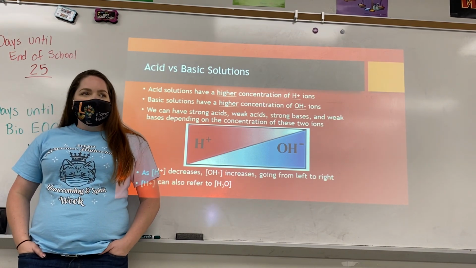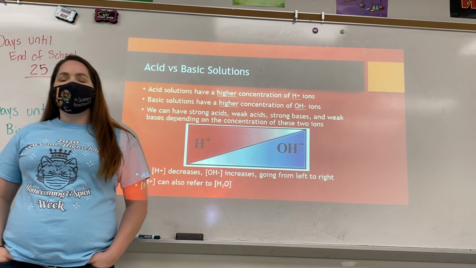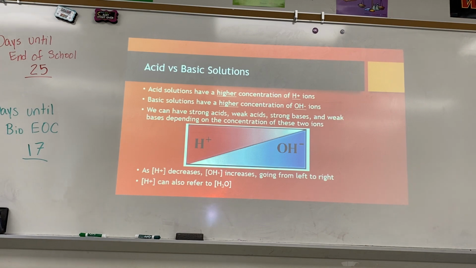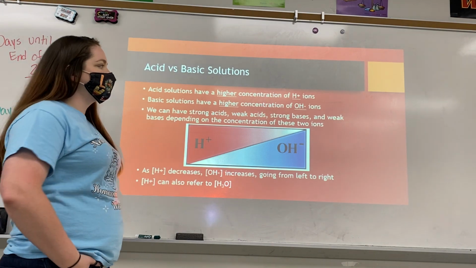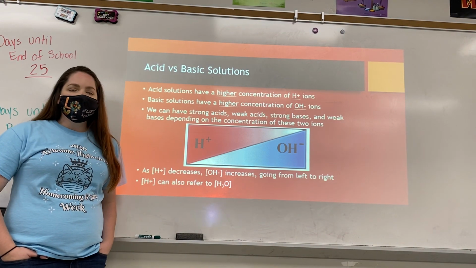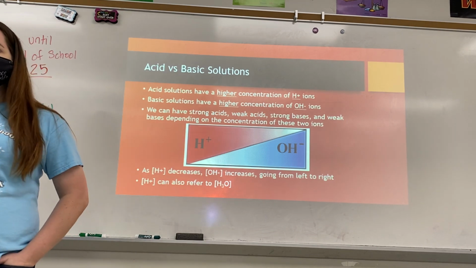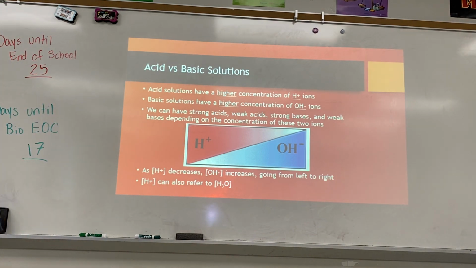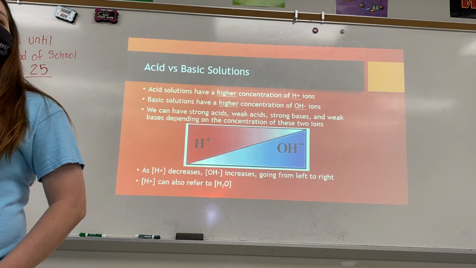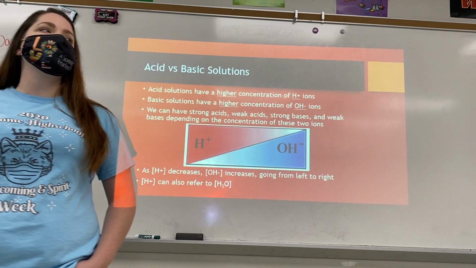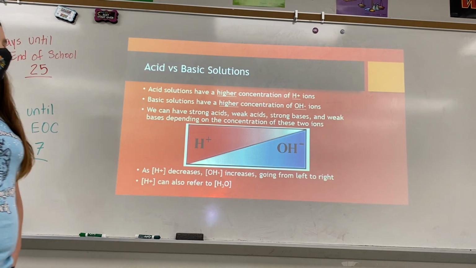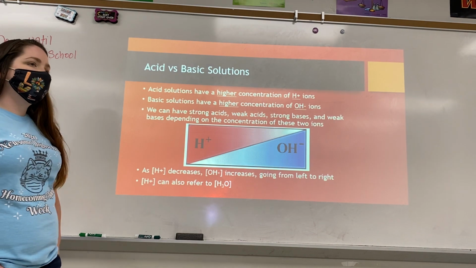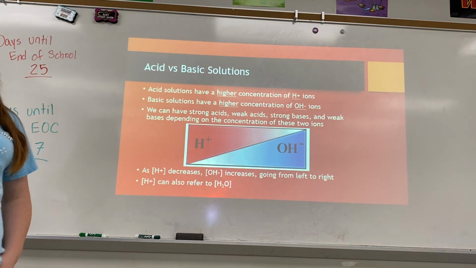An acid is a solution that has a higher concentration of H plus ions. Your hydrogen ions are usually associated with acids. A base is a solution that has a higher concentration of OH minus ions, and your OH minus ions are called hydroxide ions. So acids are going to have hydrogen ions, bases are going to have hydroxide ions.